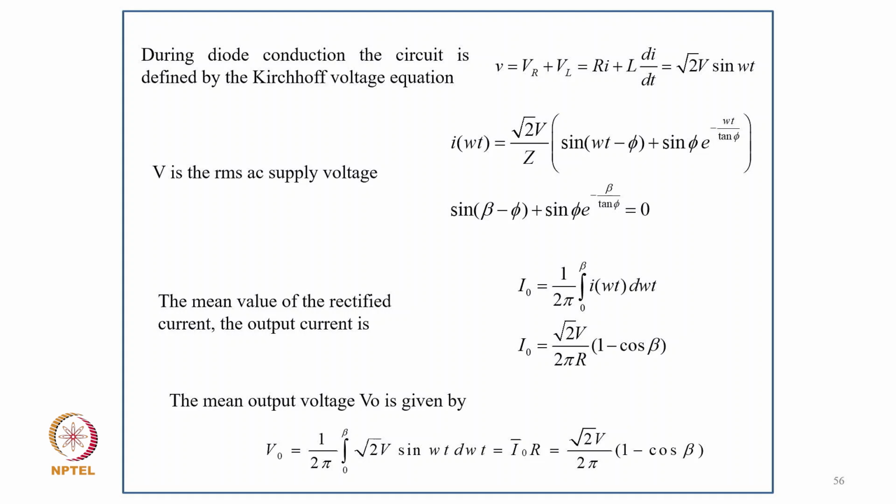I0 equal to root 2 V upon 2 pi R in bracket 1 minus cos beta, and the mean output voltage is given by V0 equal to 1 upon 2 pi integral 0 to beta root 2 V sin omega t d omega t, that is I average into R, that is root 2 V upon 2 pi into 1 minus cos beta.